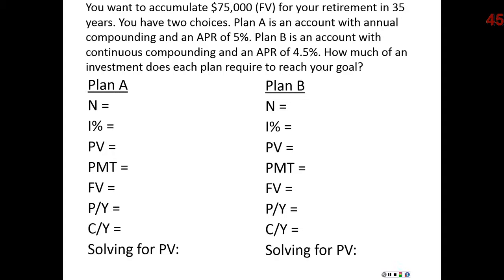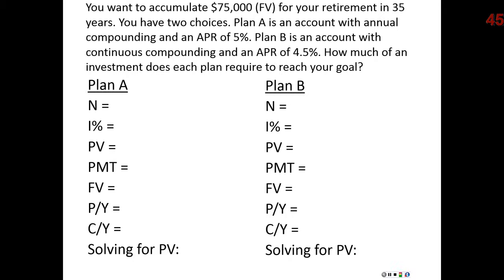We want to accumulate $75,000 future value for your retirement in 35 years, okay? You have two choices. Plan A is an account with annual compounding at an APR of 5%. Plan B is an account with continuous compounding at an APR of 4.5%. How much of an investment does each plan require to reach your goal? So what you're going to do is solve for present value this time, okay?